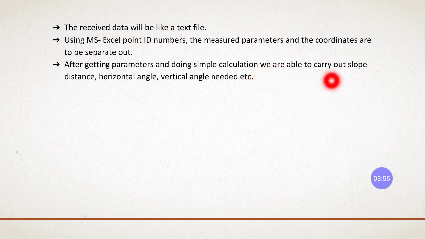We will be able to carry out the slope distance. Once you do that, you will get the slope distances, horizontal angles, vertical angles needed, etc. Whatever you need, you will get from the text file, but you have to just separate it out. This is what you do to get the data from the total station into the computer. This completes your last unit of Surveying 2. This finishes your syllabus for surveying.